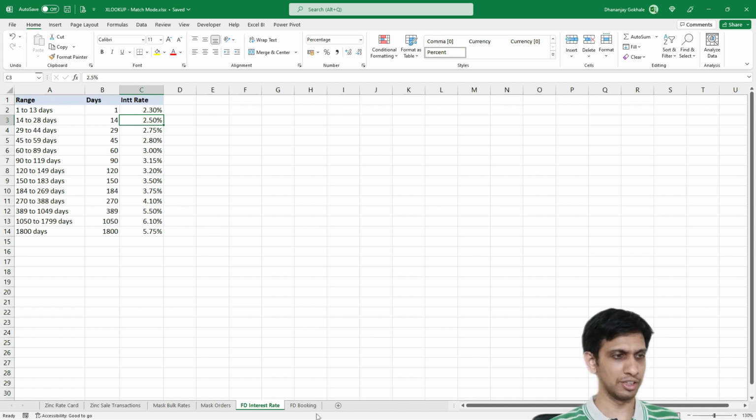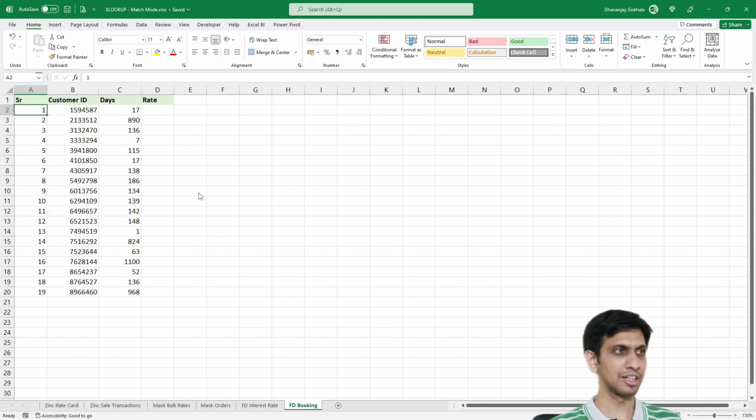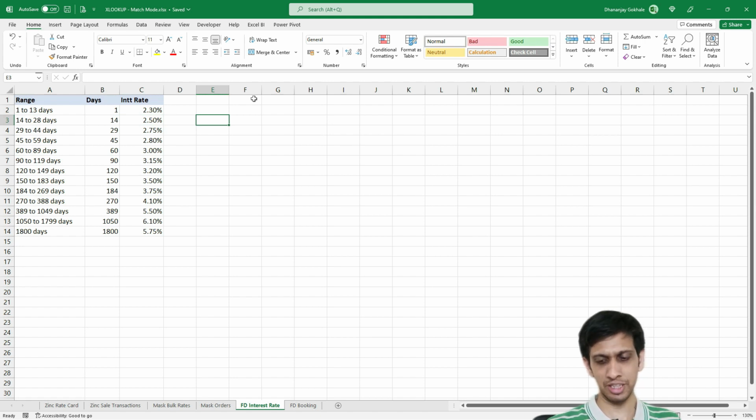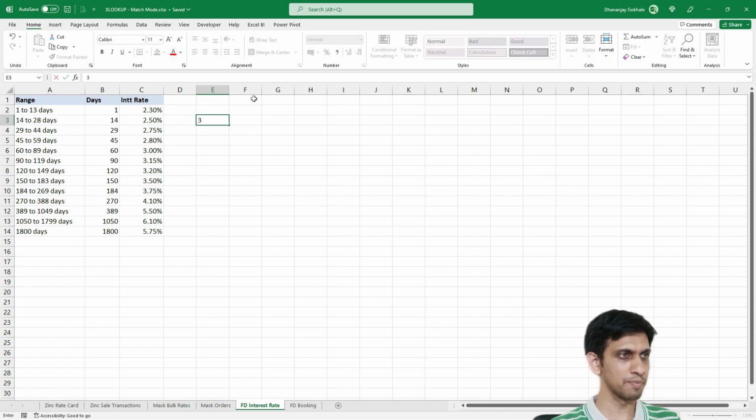Now I want to calculate this. Let's say in the FD booking sheet, I have the number of days written in front of each FD, and I want to calculate the system-calculated rate for that. Let me show you. Let's enter any number of days for testing so that we can set up our XLOOKUP. Let's say I enter 3, and let's write our XLOOKUP.